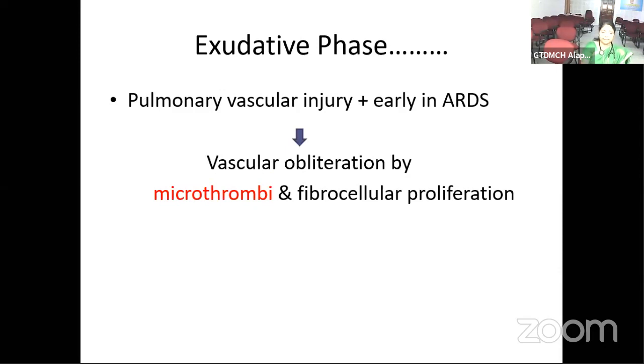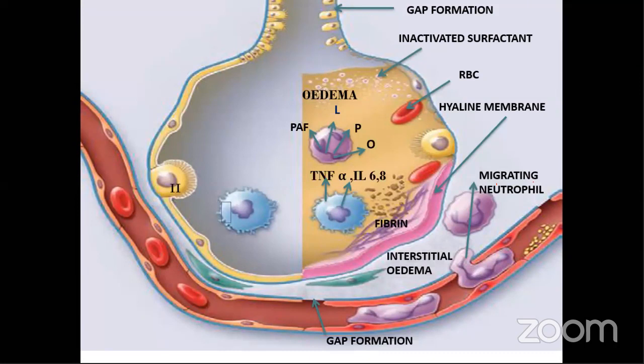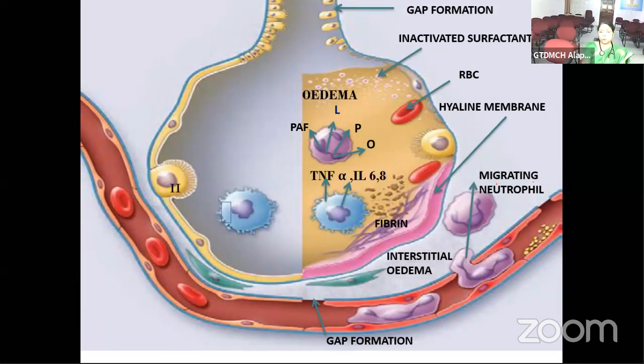Along with all these things, in the exudative phase, I told you there is endothelial injury. So pulmonary vascular injury is present in early ARDS. That will lead on to vascular obliteration by microthrombi. So that will also occur. There is vascular occlusion due to microthrombi in ARDS. So this is what we have explained till now. The gap formation, all these things happen in the exudative phase. Okay.